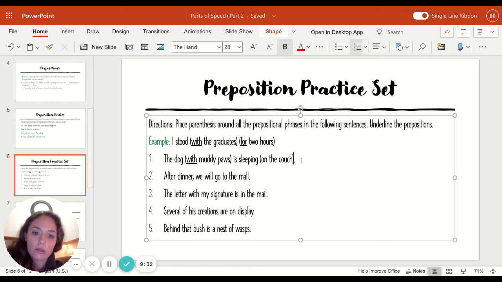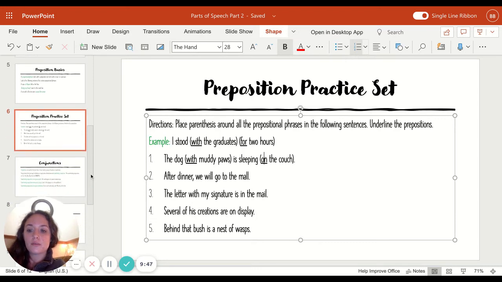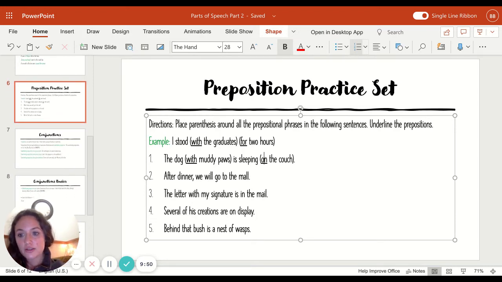The squirrel ran on the log. So go ahead and finish up number 2 through 5 on your own. Pause me here, and then press play when you are ready to talk about conjunctions.